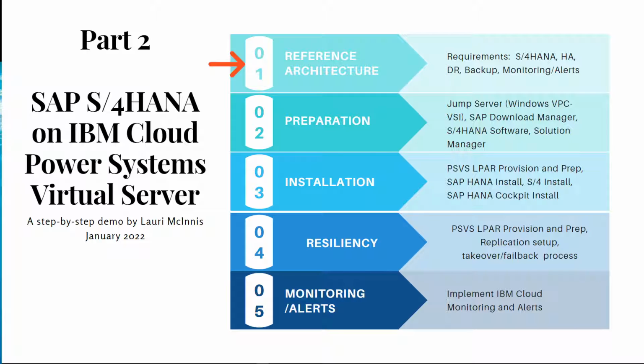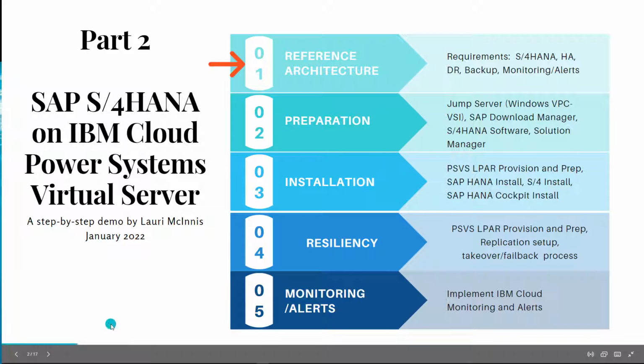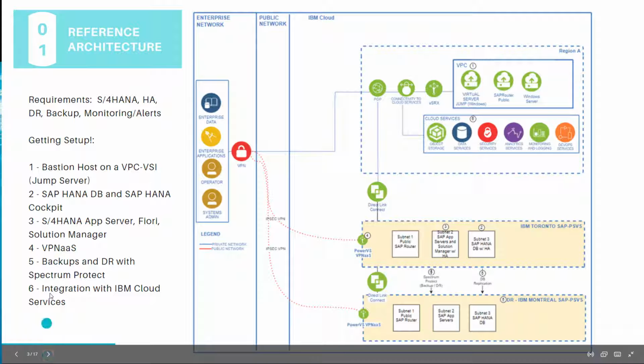Today we're going to cover the reference architecture to make sure that all the requirements are met. That will include installing S4HANA on an SAP certified platform. We want to add high availability to that, disaster recovery, backup, and monitoring. So let's have an overview of what that architecture looks like over on the IBM platform.